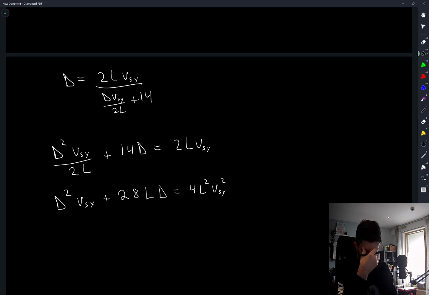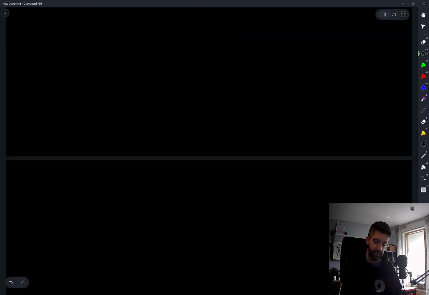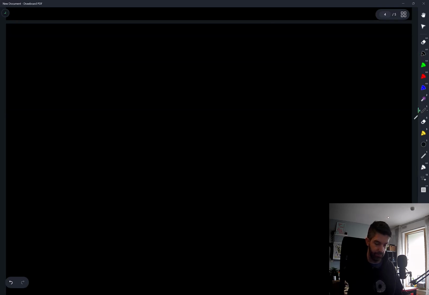How do I solve for this vertical velocity? This is a big number too, right? L is 200 and something, so L squared is quite large. I don't really want to have to square a 3-digit number to figure this out. I actually feel like I need to start again and be a little bit more organized.